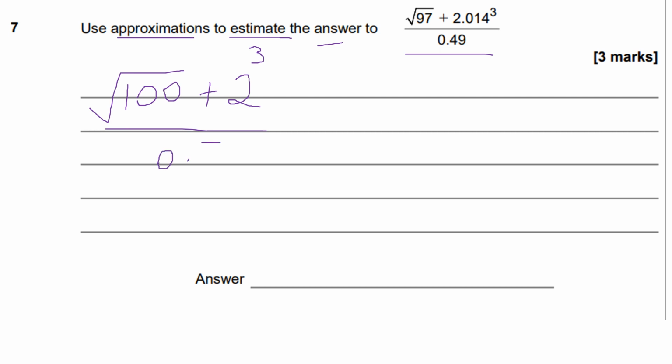Right, so taking our time here. The square root of 100, hopefully you're happy that's equal to 10, because 10 squared is 100. 2 cubed is 2 times 2 times 2, which is going to be 8. So I'm going to have 10 plus 8, all divided by 0.5. Now that's going to give me 18 on the top. 10 plus 8 is equal to 18, divided by 0.5 here.